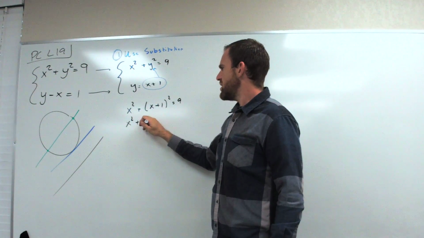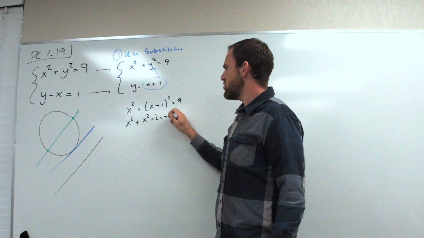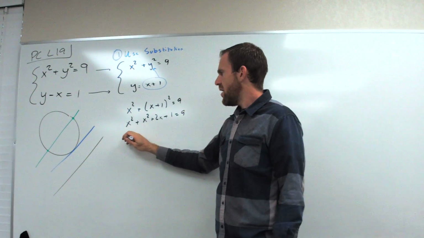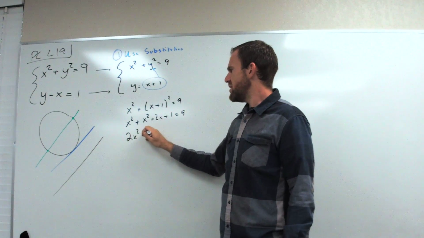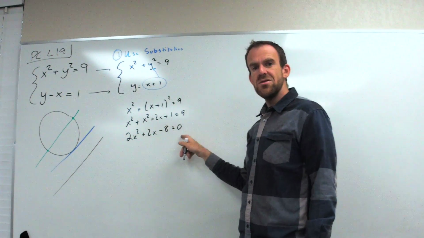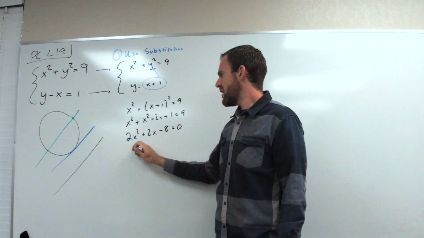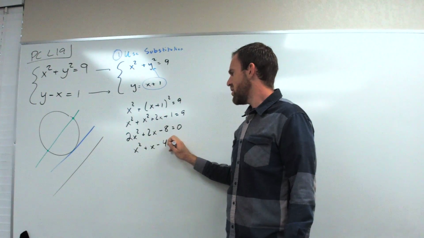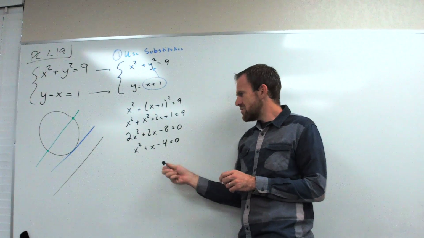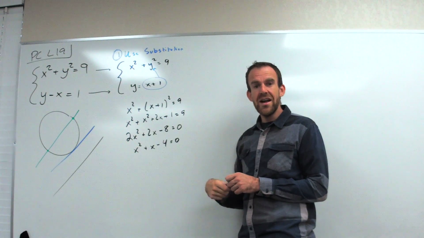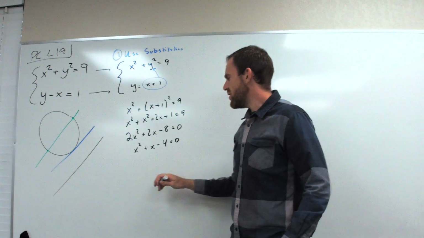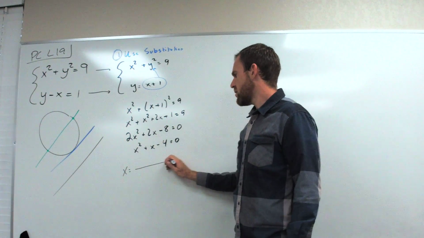x squared plus 2x plus 1 equals 9. If I bring everything over to the left side, I have 2x squared plus 2x minus 8 equals 0. They all have 2 in common, so I'm going to divide by 2. I get x squared plus x minus 4 equals 0. Unfortunately, there's no number that nicely multiplies to make negative 4 and adds to make negative 1. So I'm going to use the quadratic equation to solve for x.